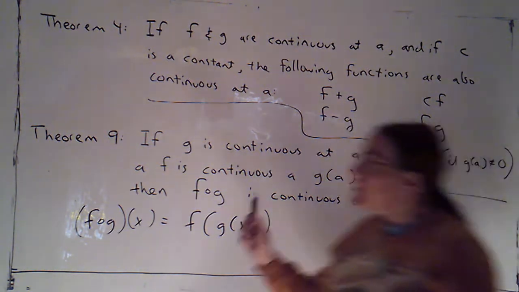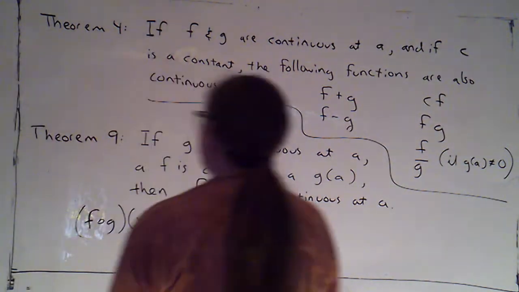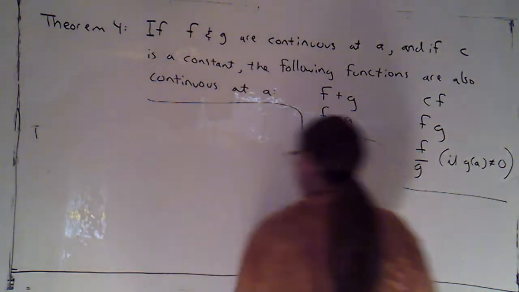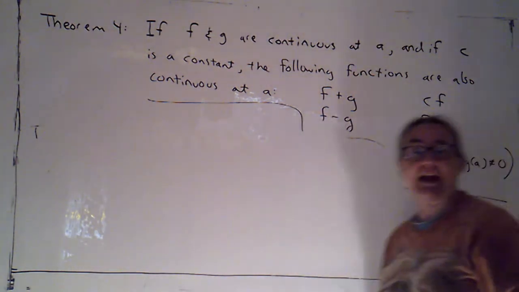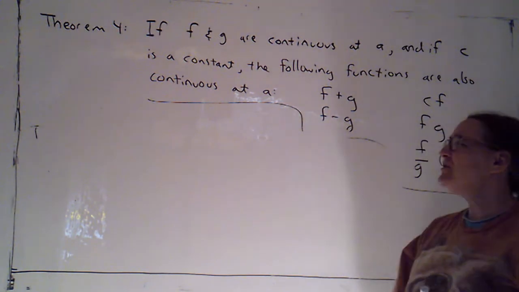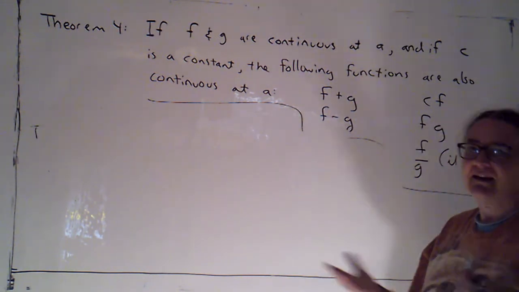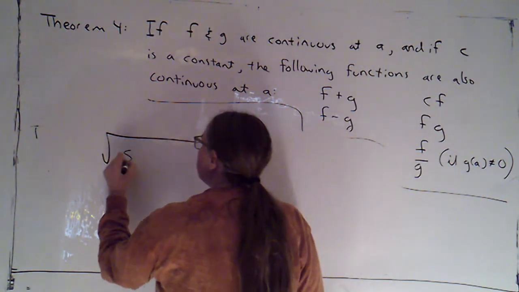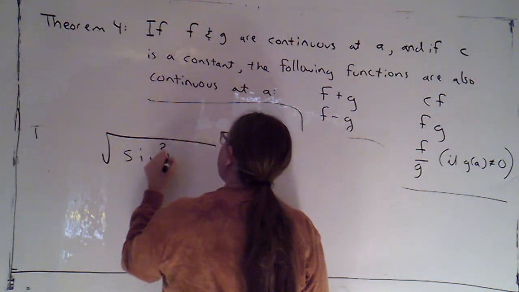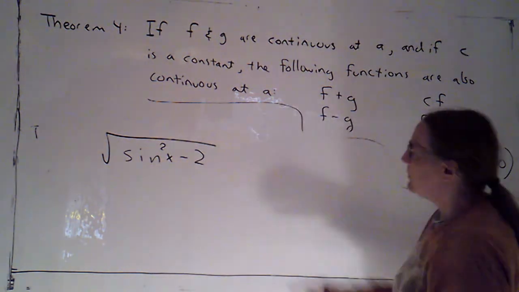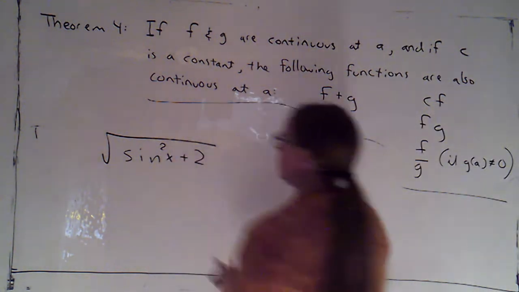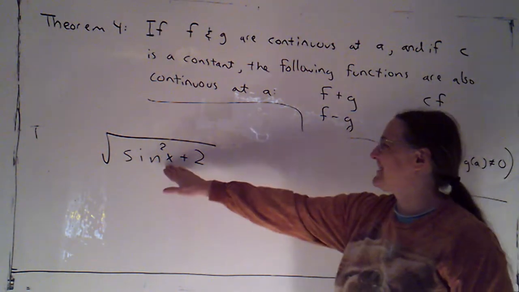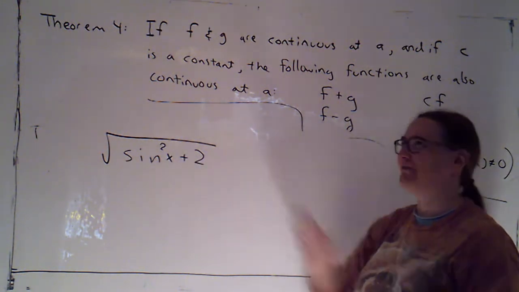Okay. So these theorems are very, very powerful because almost every function that we work with on a regular basis can be built out of those continuous functions using some combination of arithmetic and function composition. So for example, the square root of sine squared x minus 2, whoops, let's not do that. Let's make that plus 2. The minus 2 wouldn't have been defined because the biggest sine squared can be is 1, and I can't have a negative under the radical.